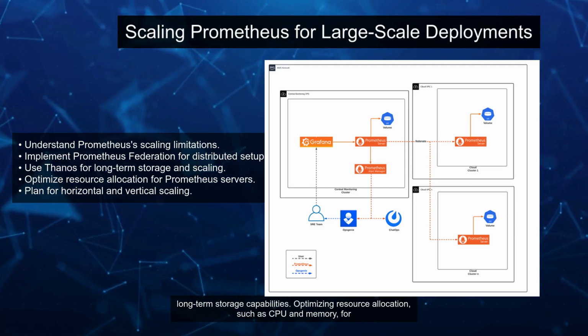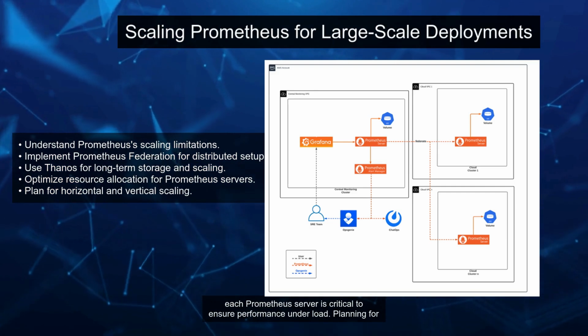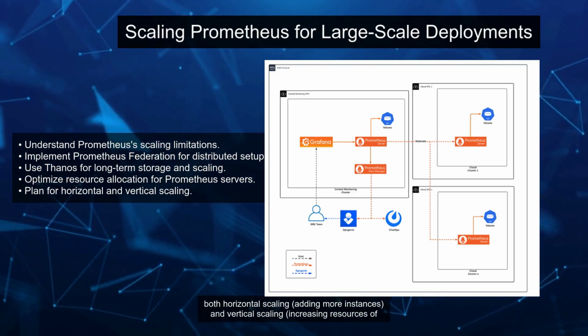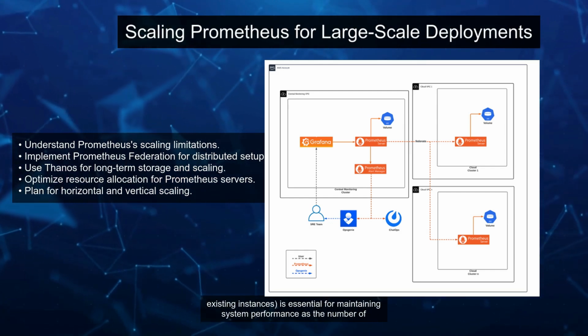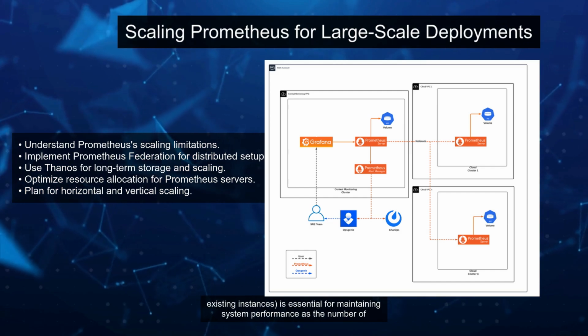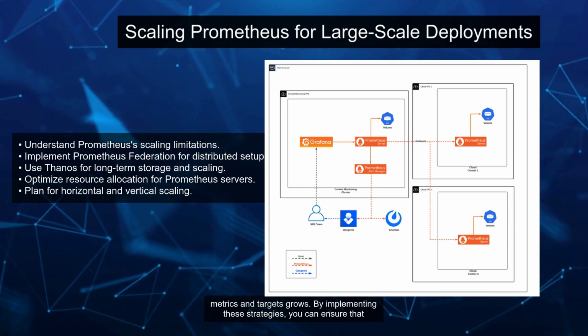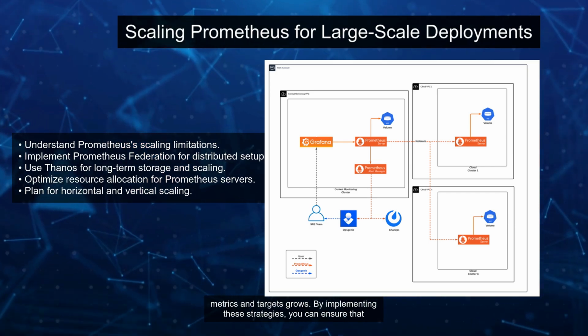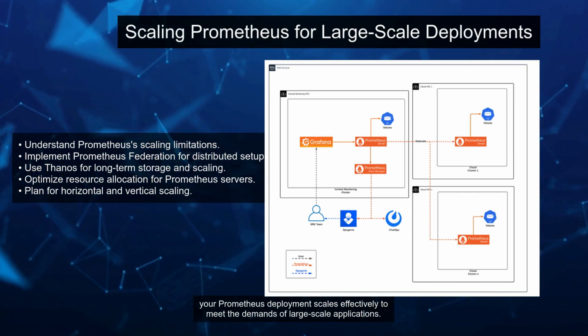Optimizing resource allocation, such as CPU and memory, for each Prometheus server is critical to ensure performance under load. Planning for both horizontal scaling, adding more instances, and vertical scaling, increasing resources of existing instances, is essential for maintaining system performance as the number of metrics and targets grows. By implementing these strategies, you can ensure that your Prometheus deployment scales effectively to meet the demands of large-scale applications.